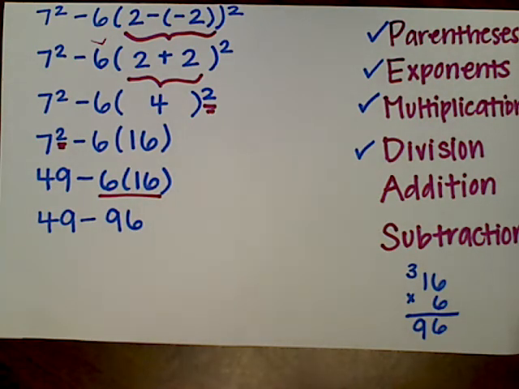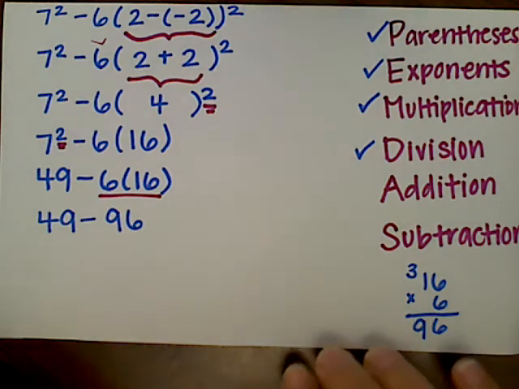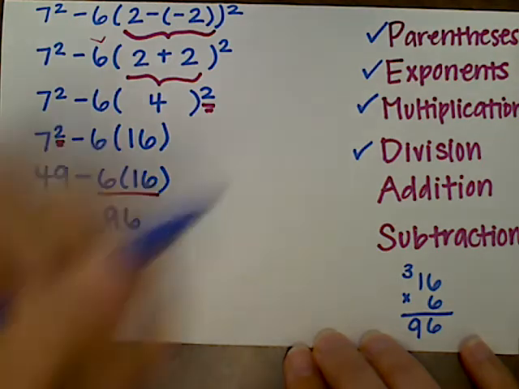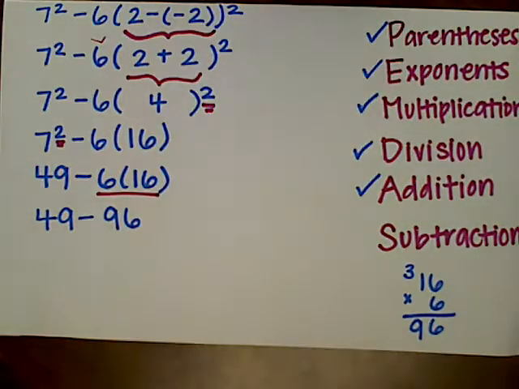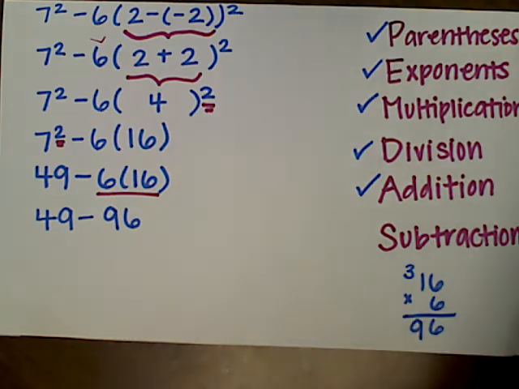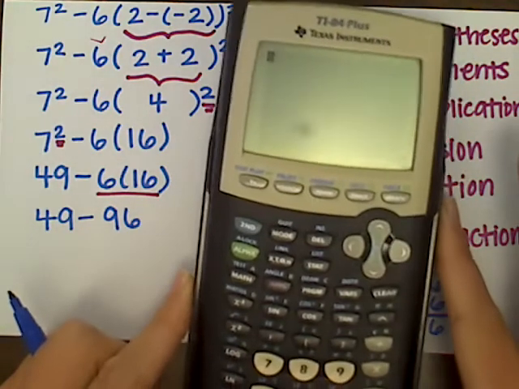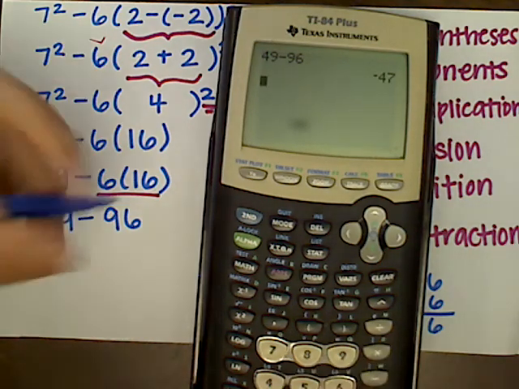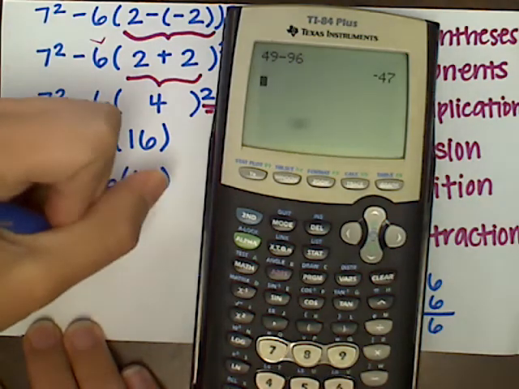Just like multiplication and division, where you can do whichever one first, the same thing happens with addition and subtraction. You could either add first or you could subtract first. The order doesn't matter. But if you look, we don't have any addition left. We've only got subtraction. So let's move to our last part. Here I'm going to whip out my handy dandy calculator just so you can see what a TI-84 looks like. We're going to do 49 minus 96, and that's going to give us negative 47.